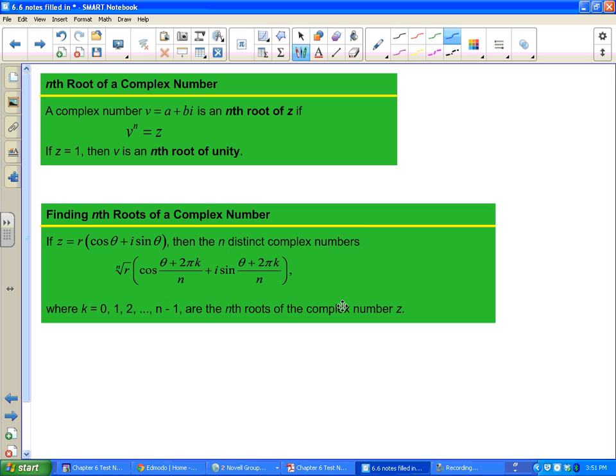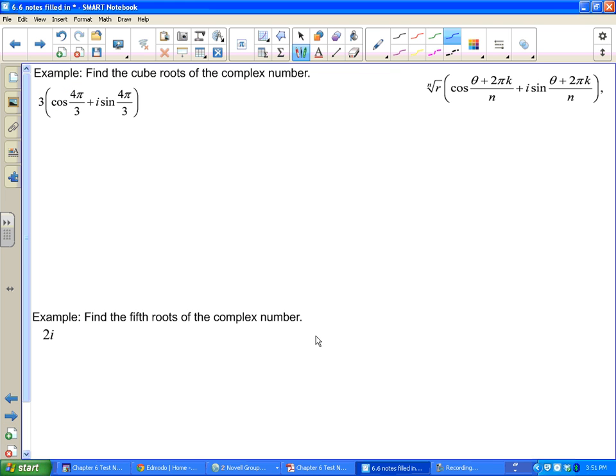And we're really going to use this bottom box here that says if I have this complex number, basically I can create this pattern that will let me find however many roots I want of that number. And so we're just going to dive right into one of these problems right here up at the top.